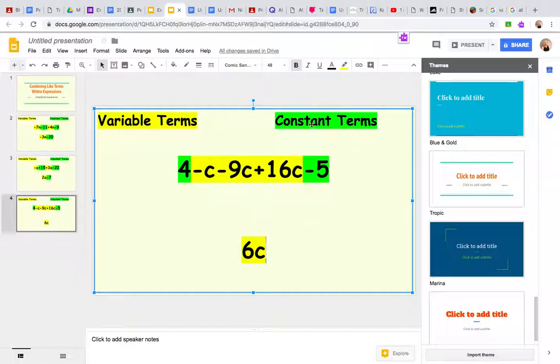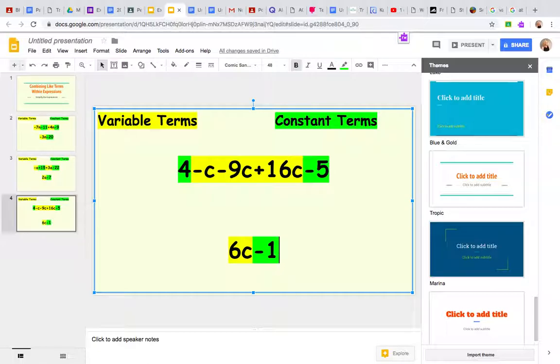So now that we have combined our variable terms, it's time for us to combine our constant terms. So we have a 4 minus 5. So 4 minus 5 is going to give us a -1. And we are done with this expression.